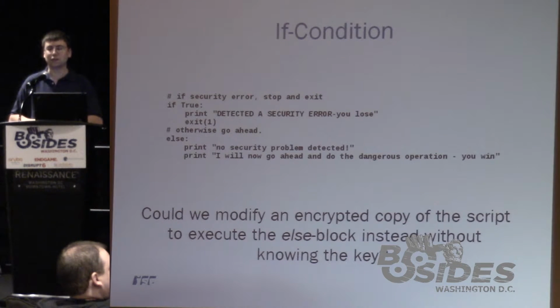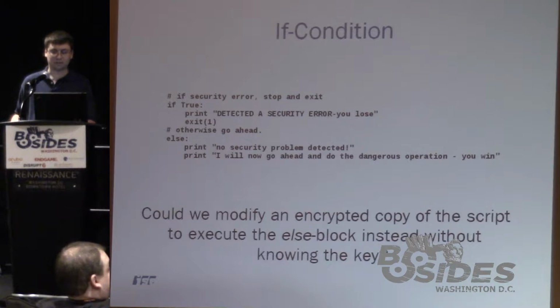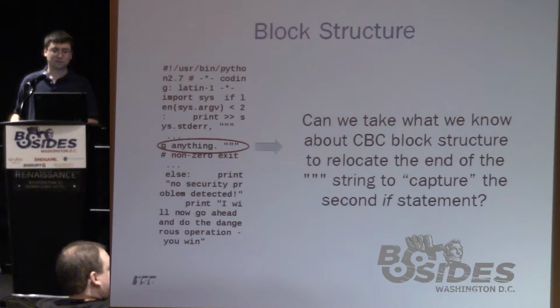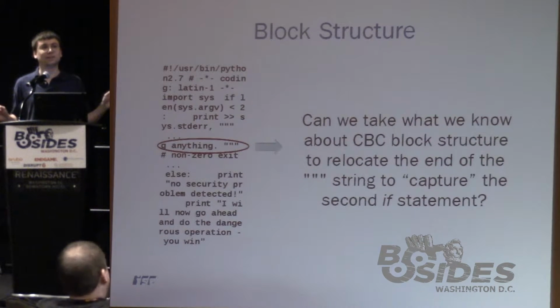So our question is, knowing what we've learned about CBC, given only an encrypted copy of this script and no key, is there a way to modify it so that the else block executes instead of the if? So you know what the script has inside it, and you have an encrypted copy, you don't have the key. So you can't do the straightforward modify it and re-encrypt it. Well, if we actually break that script into blocks, then we notice that what is a triple quote string in Python?